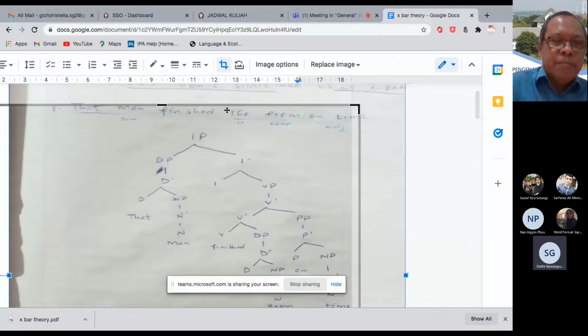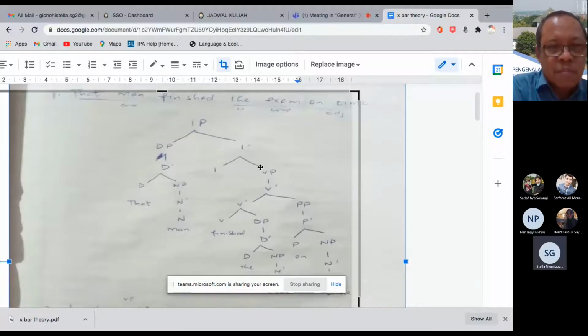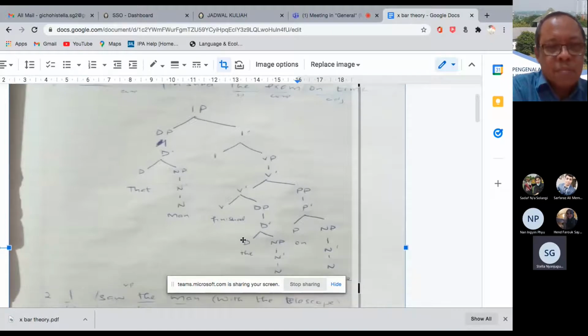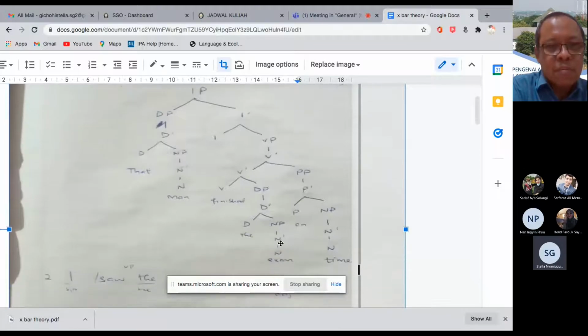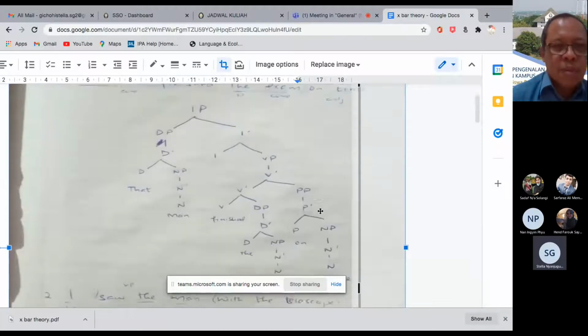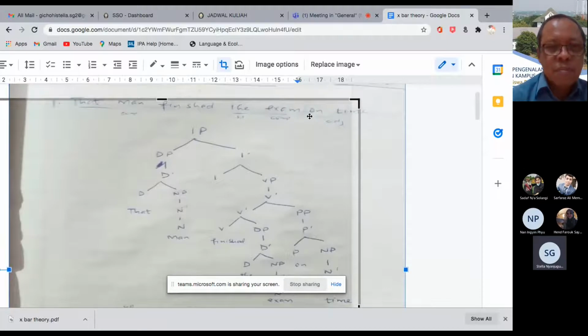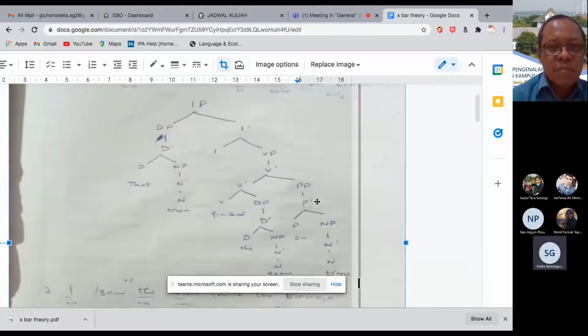And the exam is a DP, determiner phrase. This determiner phrase branches to a D bar, which becomes the determiner there. And we have the noun phrase, because it's the exam. So the exam is a noun phrase, which branches to N bar, which finally branches to the N, which is exam. So the man finished the exam, but we have this prepositional phrase, which was our adjunct, which is incomplete. So we have to complete it here.